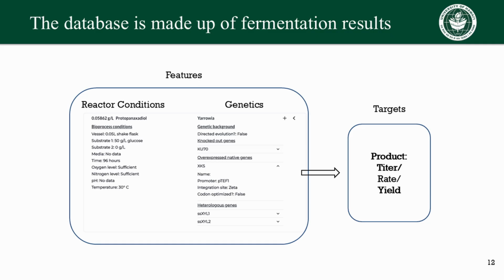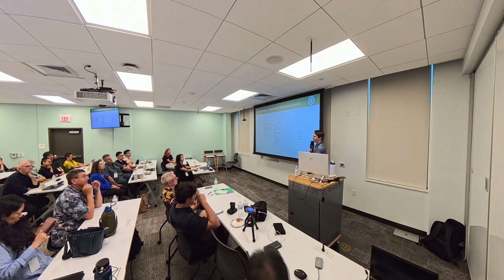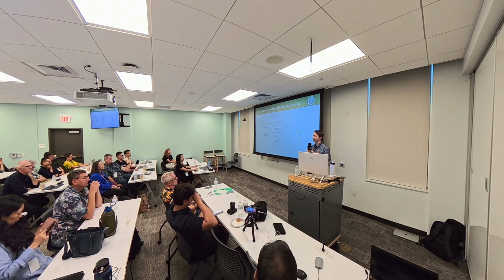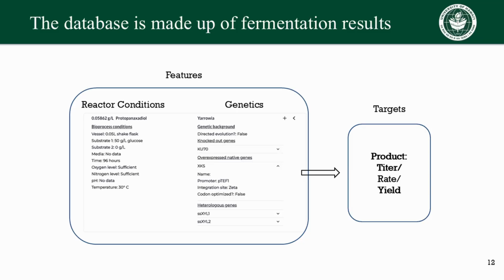And when you click on an individual fermentation result, you see this information. You can see like the bioprocess conditions. So like what was the volume of the fermentation? What was the substrate that they used? How long did it take? And also the genetics, like which genes were knocked out or overexpressed. And all that is connected to the product titer, which is also known as like the final product concentration. And you might notice this is sort of shaped like a machine learning problem where the features or inputs are on the left and then the targets or like outputs are on the right.